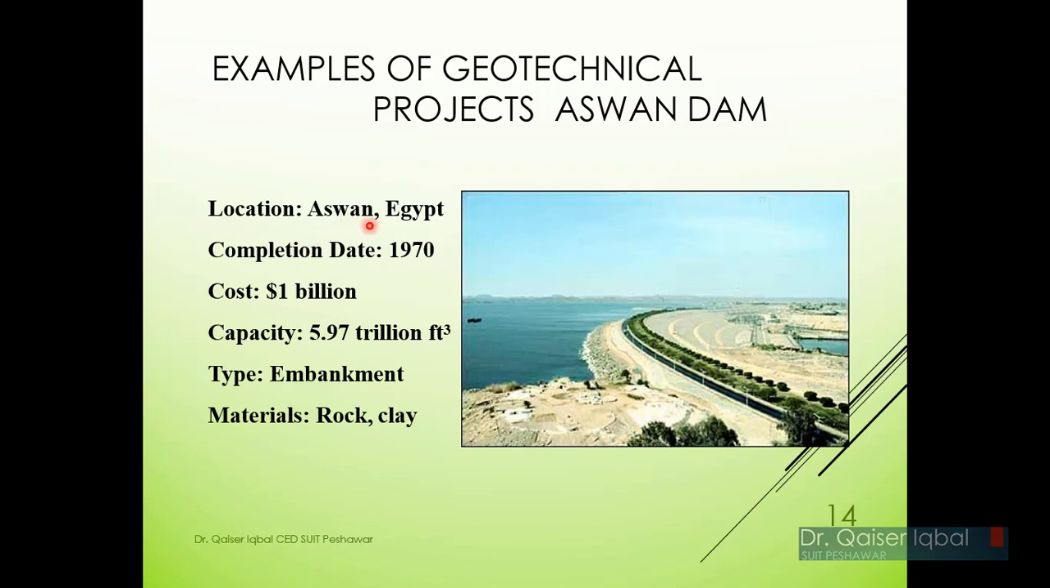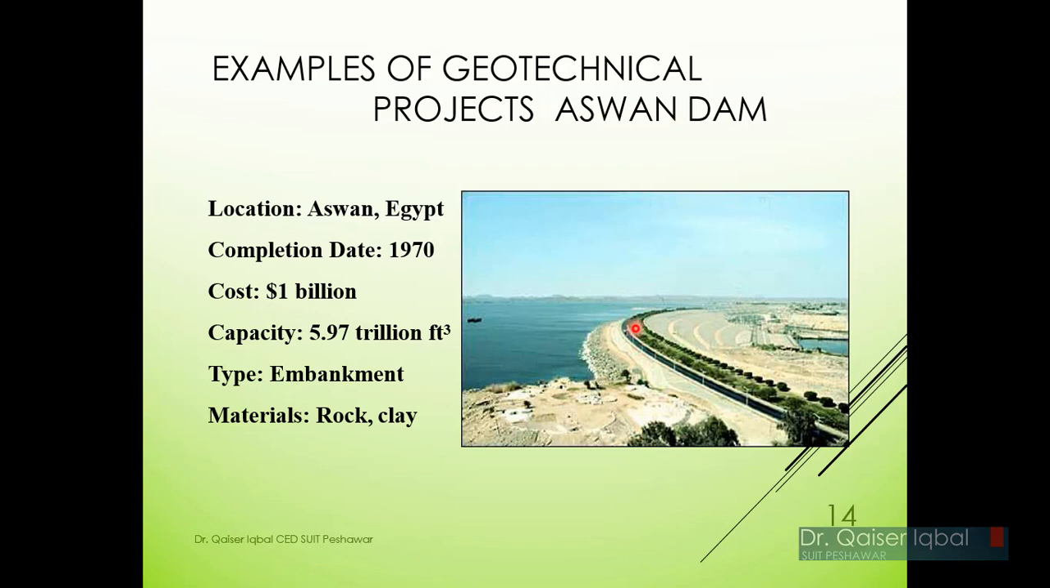You know much about Tarbela, so that's why I want to discuss the Aswan Dam. Aswan Dam is located in Egypt. Its completion date is 1970. It cost $1 billion in 1970, and its capacity is 5.97 trillion cubic feet. The type of the dam is embankment. This is an embankment, you can see over here.